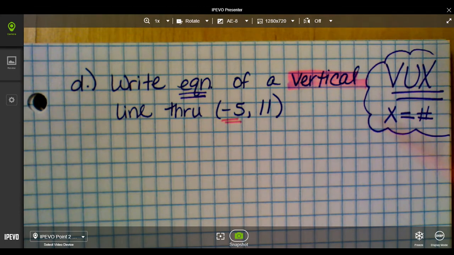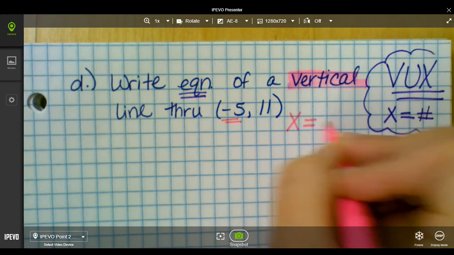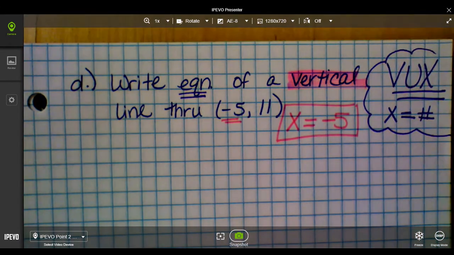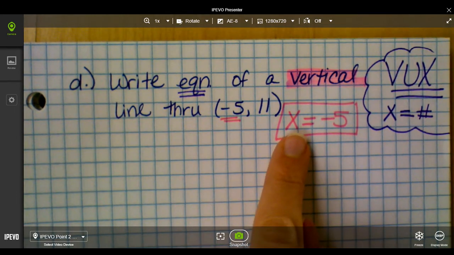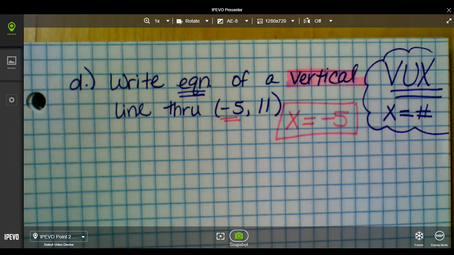So all you have to do is, what is the equation of a vertical line through negative 5, 11? X equals negative 5. Done and done. That is it. Half of my last class got this problem wrong on the test. That's just ignorance. Study this, okay? It's an easy problem that you can get an easy 2 points on your test.